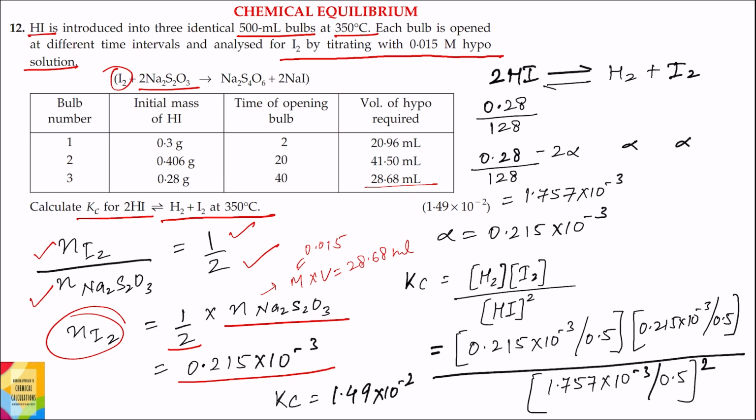Initial mass of hydrogen iodide is 0.28 gram, since we are considering the third reading. So moles of hydrogen iodide will be equal to 0.28 divided by 128. 128 is the molecular weight of hydrogen iodide.